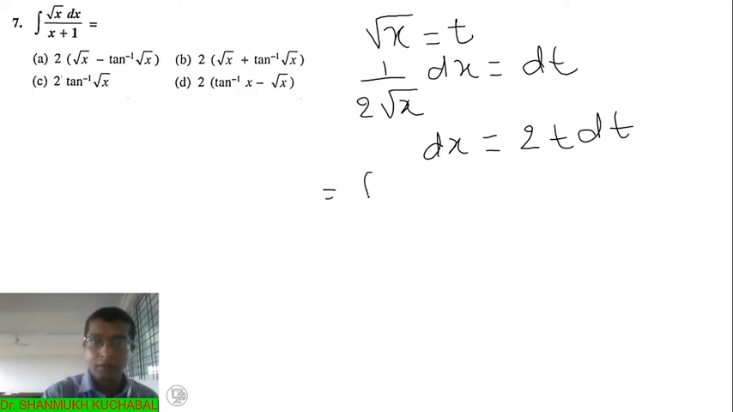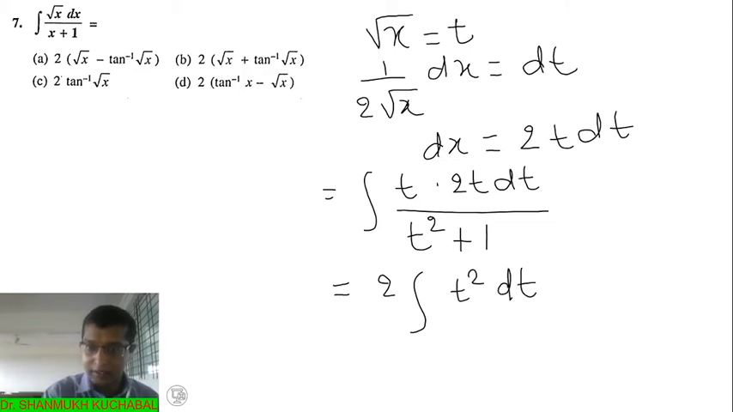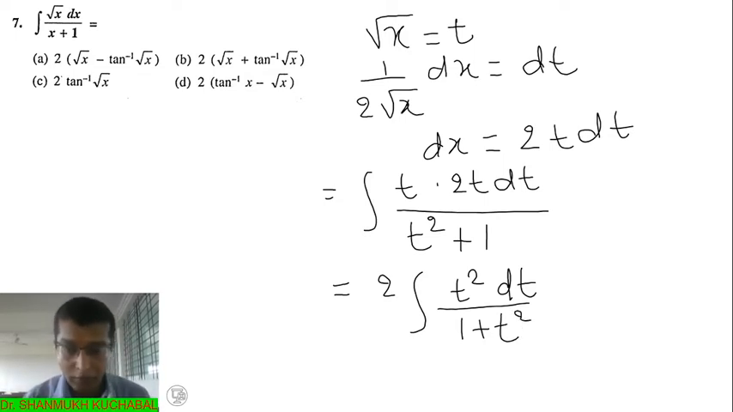Then this is equal to the integration of root x, which is t, and dx, which is 2t dt, and the whole divided by x plus 1. Root x is t, so if you square it, x equals t square. So I can write t square plus 1. Further we can simplify this: 2 is a constant, keep it outside. So it is t square dt divided by 1 plus t square. Now we have to integrate this.